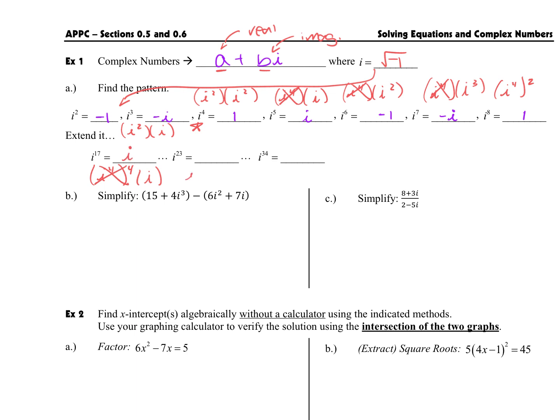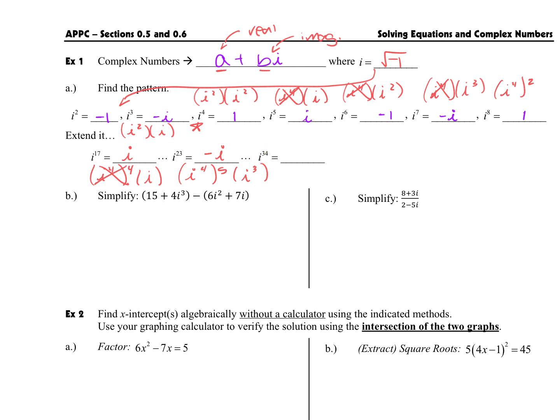Let's continue that idea. For i to the 23rd, I'm looking for how many groups of 4 are in 23. That's going to be 5. I'm left with 3 of them. You either rework the i cubed or you remember from back here that i cubed is a -i.